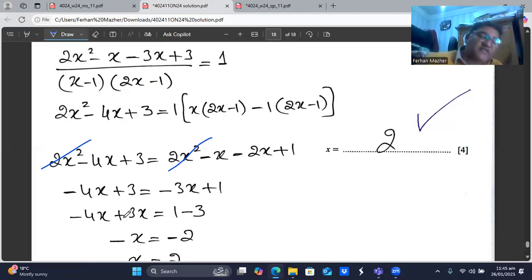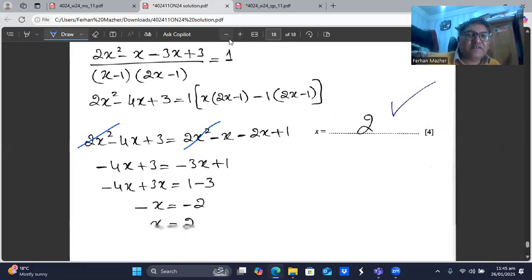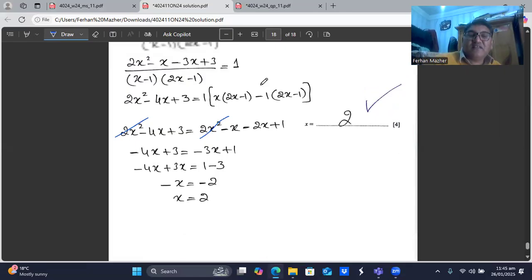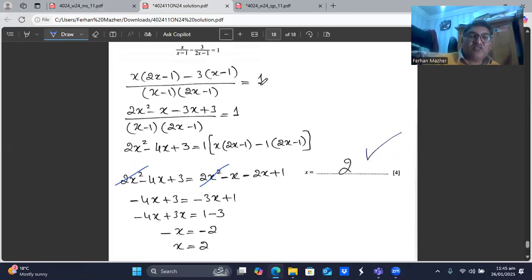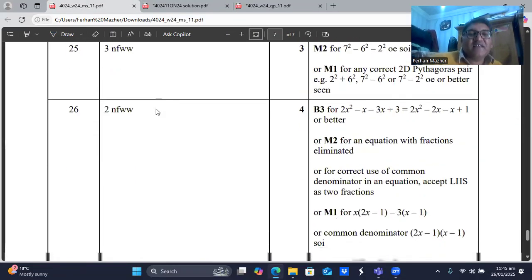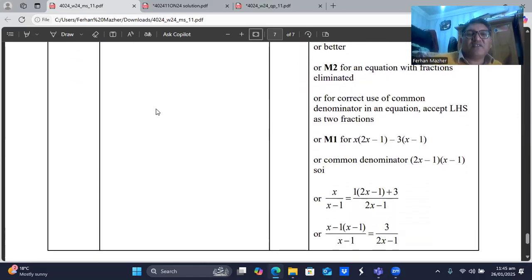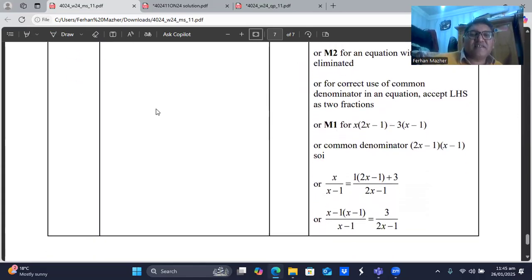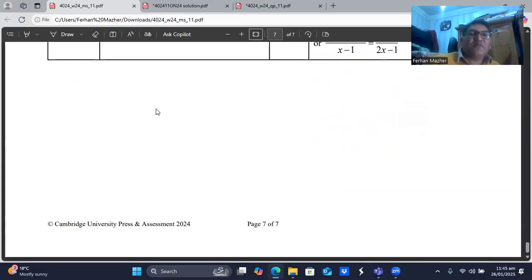So bring this minus 3x to this side. So you will have minus 4x plus 3x equals to 1 minus 3. So minus x equals to minus 2. So x will be equals to 2. So the x value is 2. So this is how this is done. So let me show you the whole question. So hopefully you understand how this is done. Let's check the answer. This is question number 26 and the question is done. The 2 is the right answer, sir. So we are done with this paper.